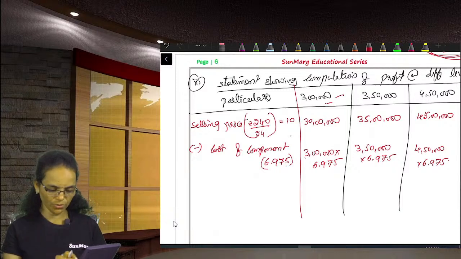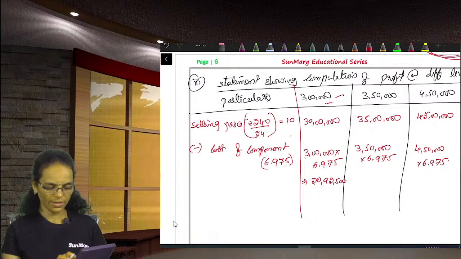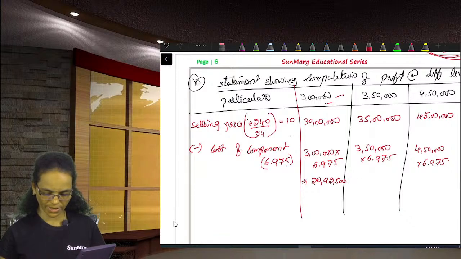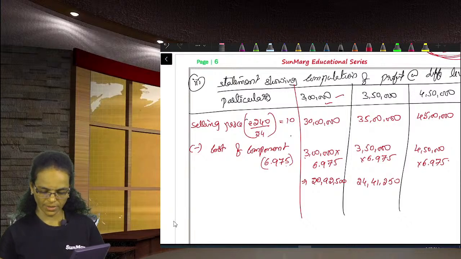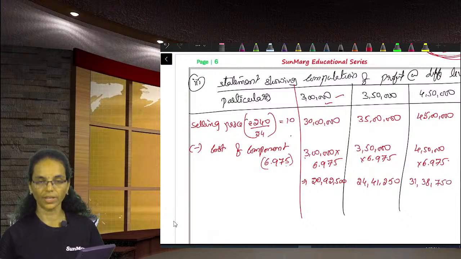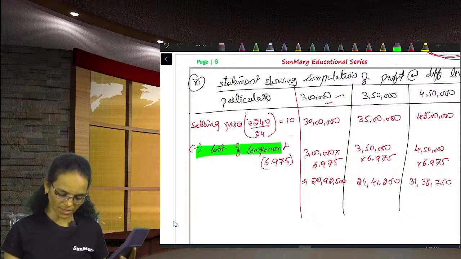3 lakhs into 6.975 is 20,92,500. 3,50,000 into 6.975 is 24,41,250. 4,50,000 into 6.975, that is 31,38,750. So this is the cost of component, and there is another element called tube.